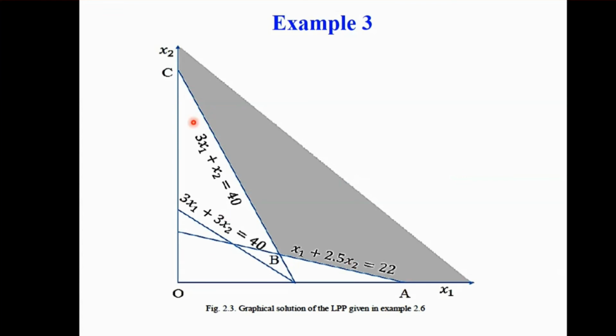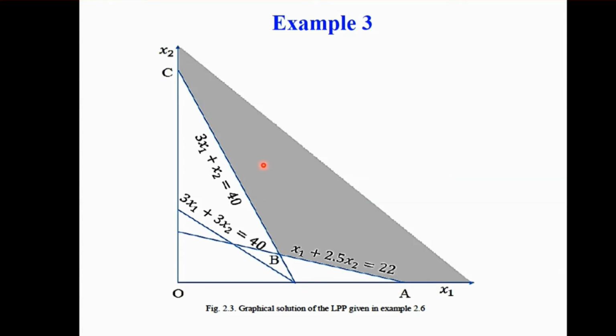You see, this is 3x1 plus x2 equal to 40. So above that, this region whatever we have. Then x1 plus x2 equal to 40 by 3 means the region will start from here. So here it will go. And the third equation is x1 plus 2.5 x2 equal to 22. Then this region we have. So the common region is what? The intersection region is nothing but this C, B, A.